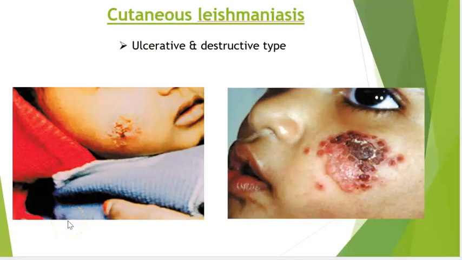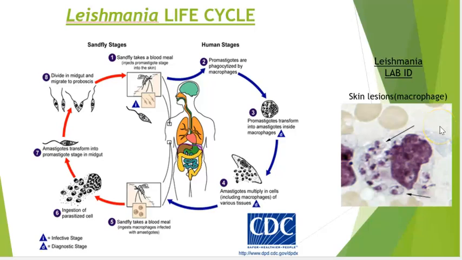Here are some images of what a cutaneous leishmaniasis can do to the skin. So this is what the ulcerative or destructive types can do. It can cause these skin lesions, as you see on these patients in these images. For leishmania, as far as lab ID, if we have some of the skin lesions, we can see the parasite in macrophages sometimes, as you can see in this particular image of a skin lesion, you can see the parasite within that skin lesion.